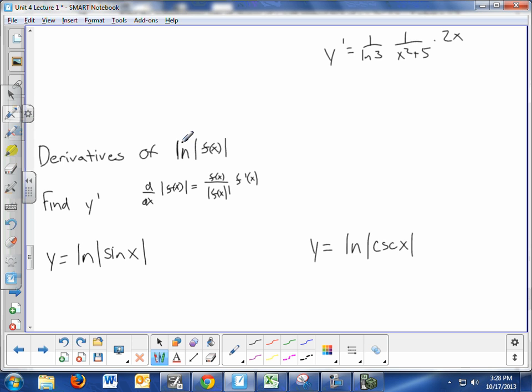So, we're going to take the natural log of this. This is what's going to happen, and you can write this down if you want to. It'll be 1 over the absolute value of f of x times the derivative of the inside. The outside is natural log. The inside is the absolute value of f of x. So I'm going to multiply it by the derivative of my inside, which is f of x over the absolute value of f of x, times f prime of x.